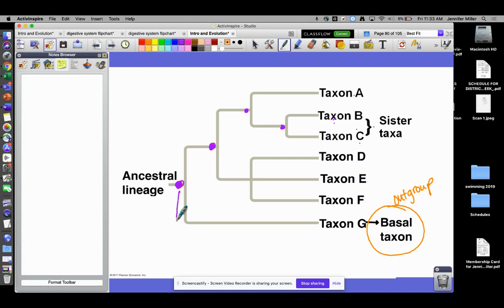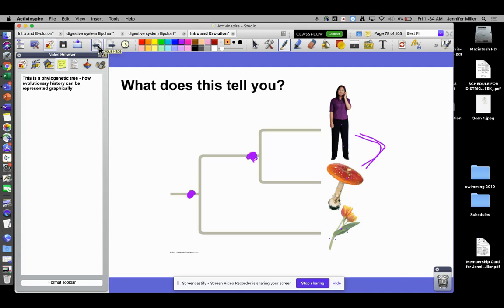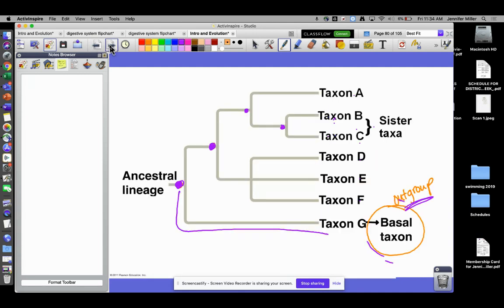So when you see an out group like this that's by itself, sometimes that's called a basal taxon or an out group. And if I go back here, my flower in this is my out group. So that's my basal taxon. Just some vocabulary when it talks about phylogeny.